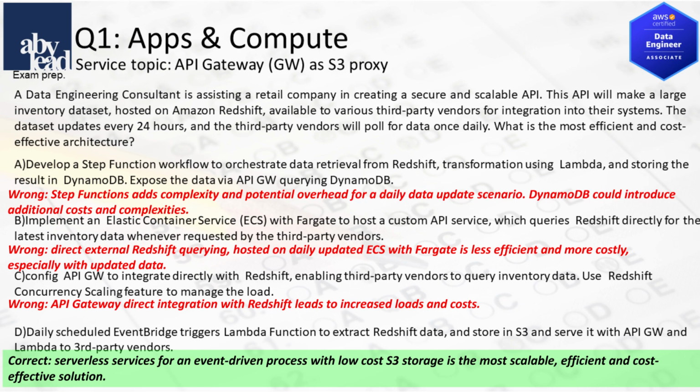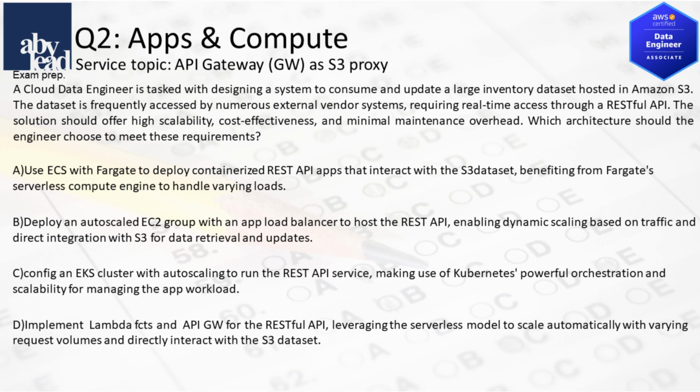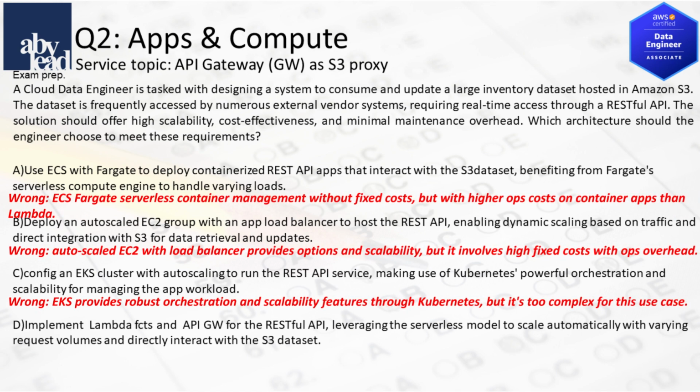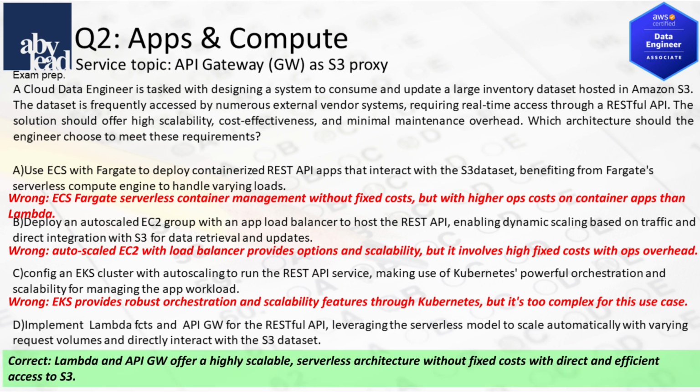fixed costs. Question 2. How do you realize a highly scalable and cost-effective download and upload via API of a large S3 dataset? To use EC2 with load balancer involves high fixed costs with overhead, and ECS Fargate comes with high container operation costs. Besides, EKS orchestration is too complex for this use case. In contrast, a serverless architecture without fixed costs provides direct S3 storage access via API Gateway as proxy with Lambda.